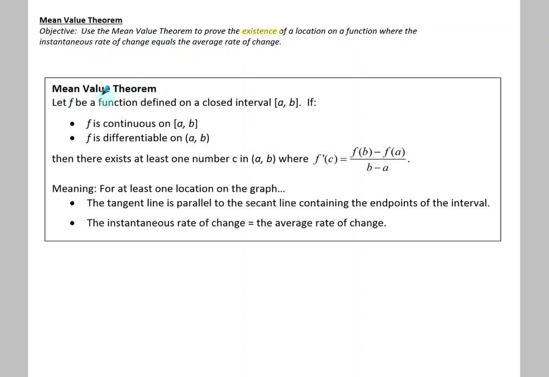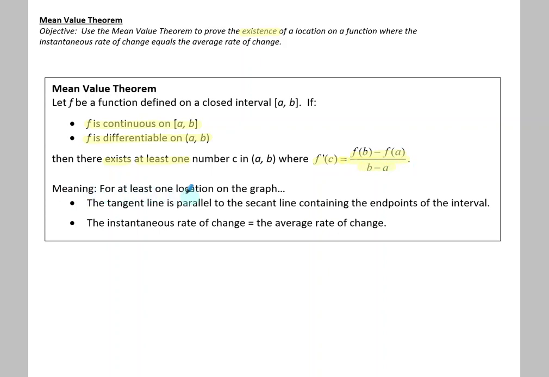Mean value theorem. Let f be a function defined on a closed interval from a to b. If f is continuous on the closed interval from a to b, and f is differentiable on the open interval from a to b, then there exists at least one number c in the interval a to b where f prime of c, the derivative, equals the average rate of change, f of b minus f of a over b minus a.